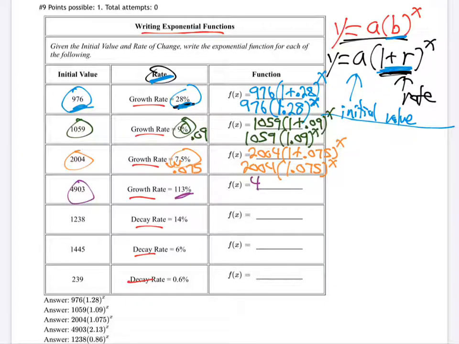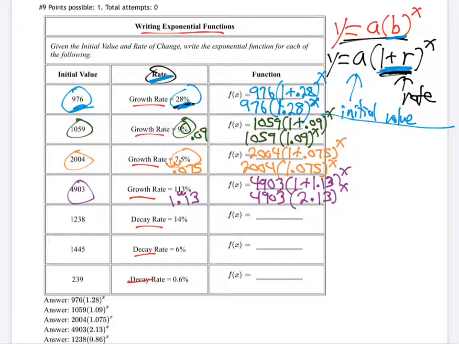Started at 4903, so 4903, 1 plus. Now, how do you do 113%? Change it to a decimal. Where's the decimal right now? It's at the end of the number, right? Whenever they have a number and you don't see the decimal, you know it's really at the end of the number. So move it back 2 places, bonk, bonk. It's going to be 1.13 as a decimal. Again, percentages, changing to decimal, you always move it back 2 places. So 1.13 to the x. So add those up, 4903. 1 plus 1 is 2.13 to the x. 2.13 to the x, like that.